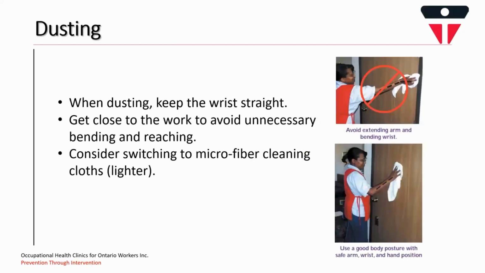When you're dusting using a hand cloth, what you want to keep in mind is you want to keep your wrist straight. You don't want to be doing a lot of unnecessary reaching and bending. So move your feet to the area in which you're cleaning. And you can also consider switching out the type of cloth that you're using to something more lightweight, like a microfiber cleaning cloth. And again, you can switch hands, but you want to really just make sure you are able to be in neutral posture as much as possible.